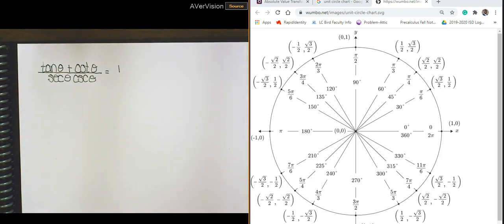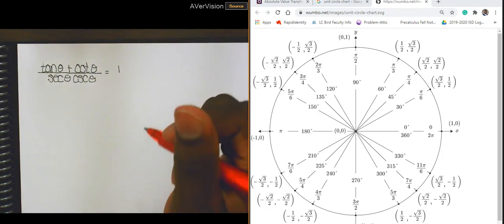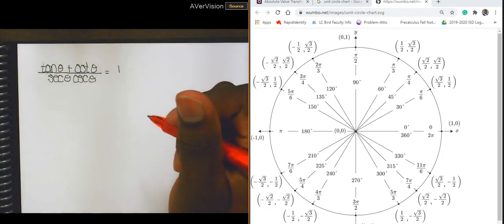This time we have tangent theta plus cotangent theta divided by secant theta times cosecant theta is equal to 1. We have to make the left side equal 1. We should always start by trying to change it in terms of sine and cosine.